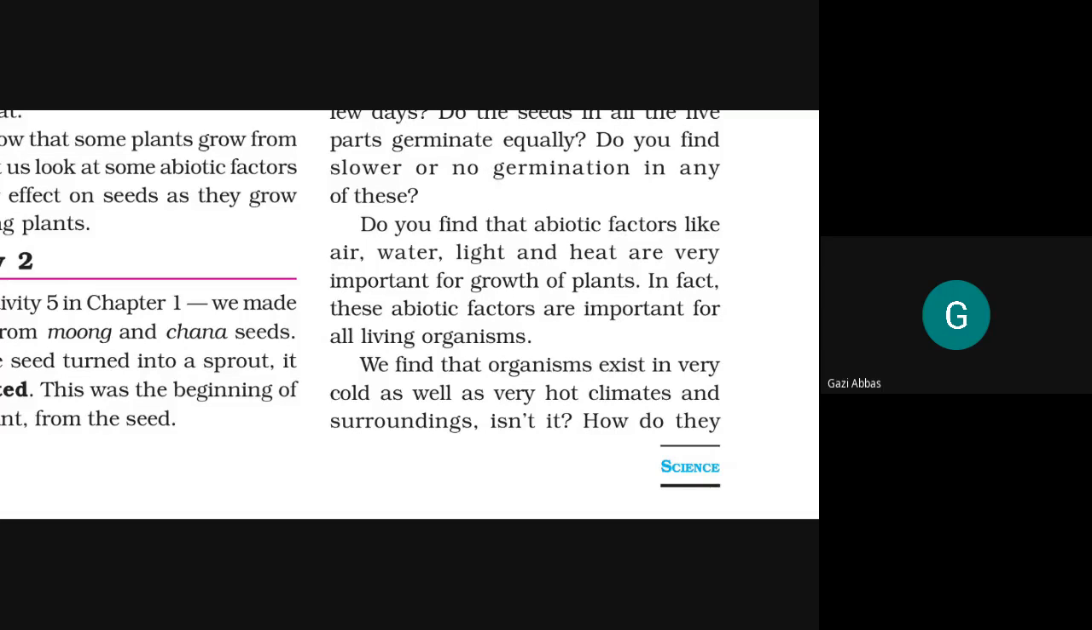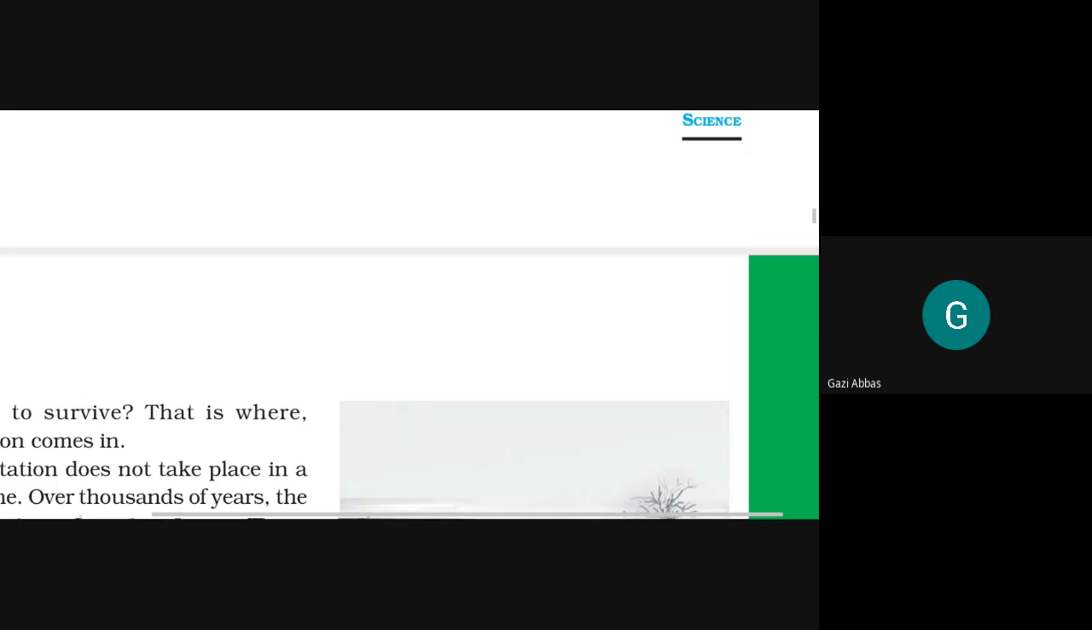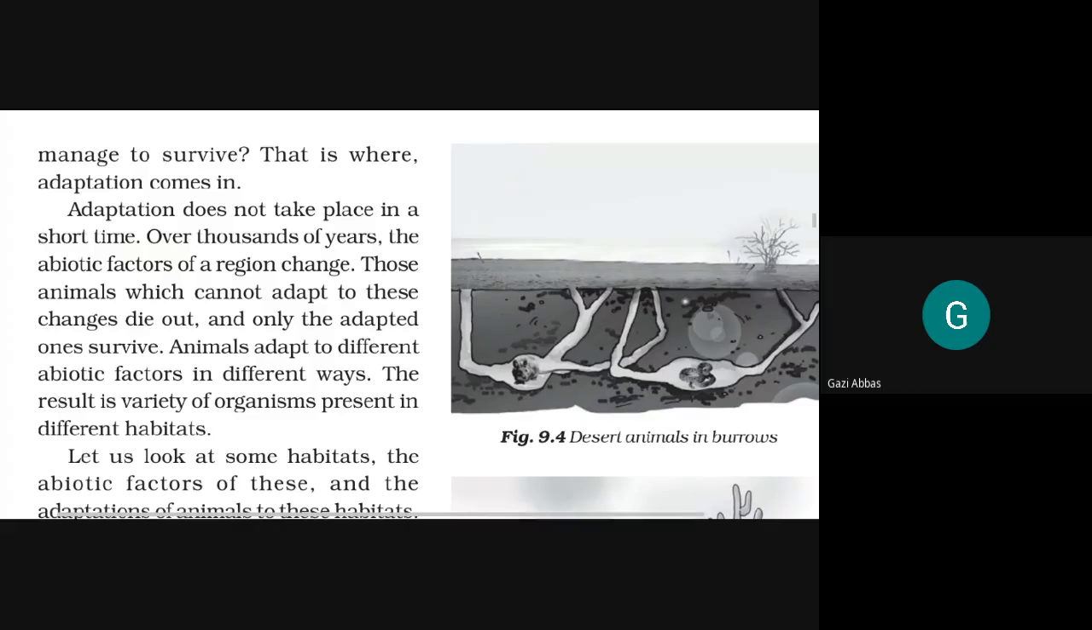We find organisms exist in very cold as well as very hot climates in the surroundings. Isn't it? How do they manage to survive? This is where adaptation comes in. Now we will learn about adaptation.